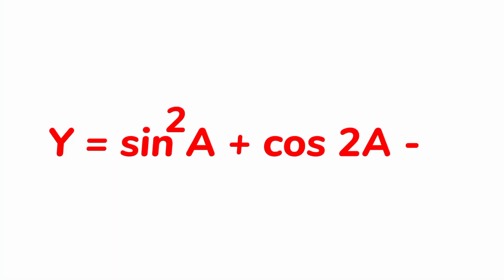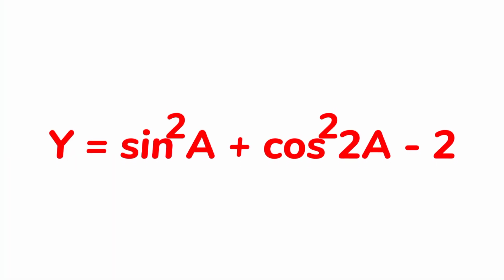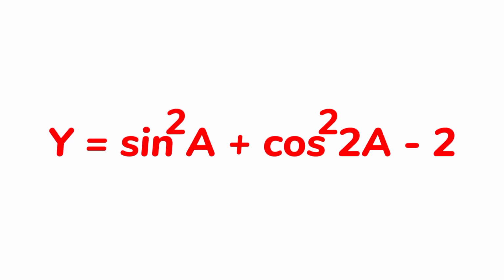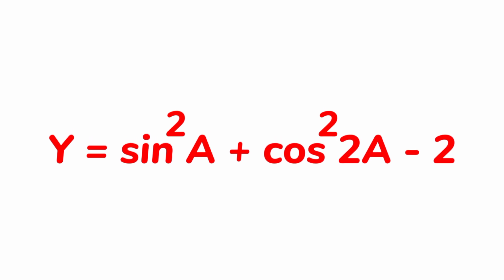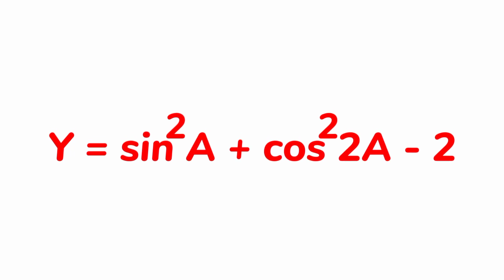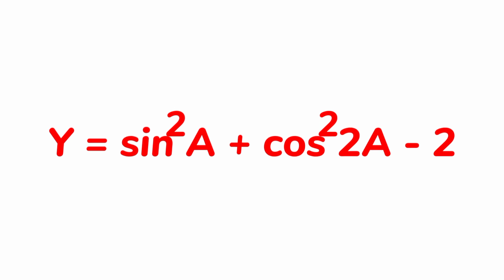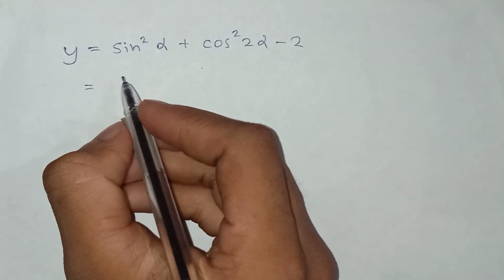Hi everyone, today we have to find the value of alpha in this equation. In this equation we can see both sin alpha and cos alpha. First we must simplify this equation into only sin alpha or cos alpha. How can we get an approach to this question?